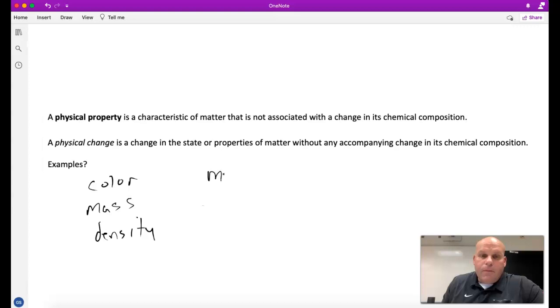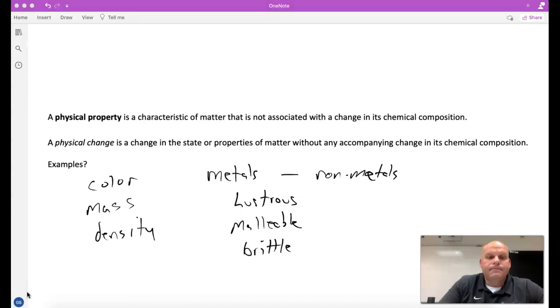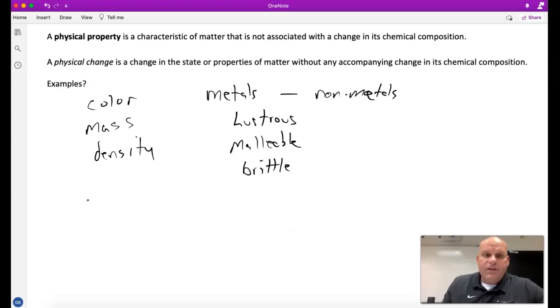Additionally, we know there's a distinction between properties of metals and nonmetals. These would fall into the category of physical properties. So things like lustrous, malleable, brittle. So these are all examples of physical properties.